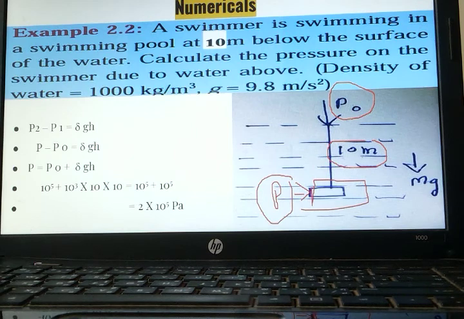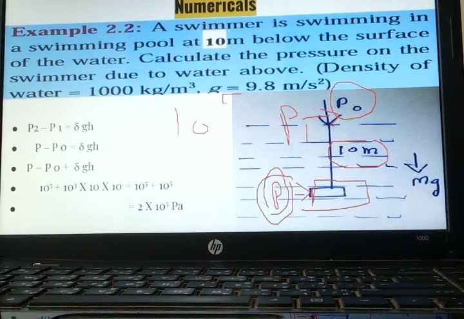For this, we will again take the relation for the liquid column: P2 minus P1 equals rho g h, where P2 is the pressure at that point. So P2 can be substituted as P, and over here it was P1, which we can substitute as P0. So P minus P0 equals rho g h. Now atmospheric pressure at this point is 10 raised to 5 Pascal.